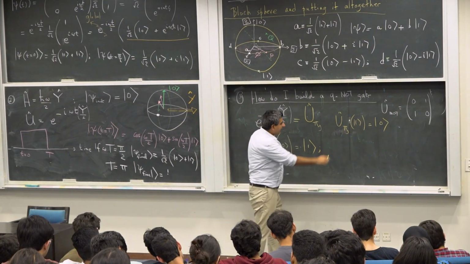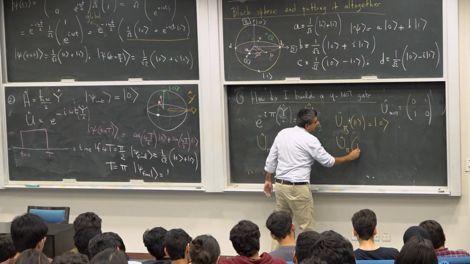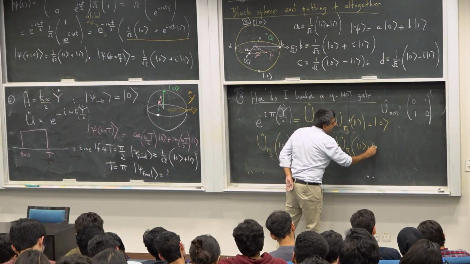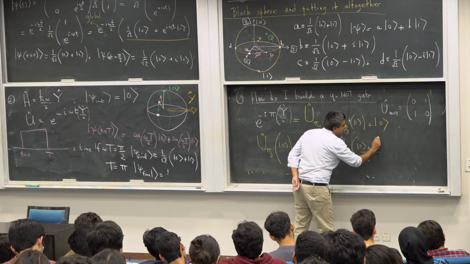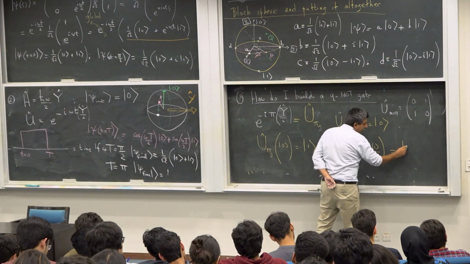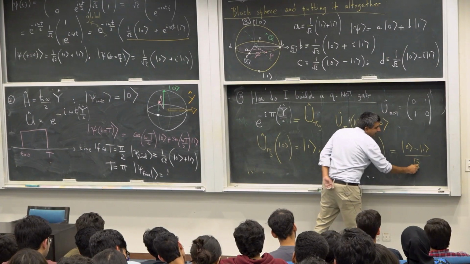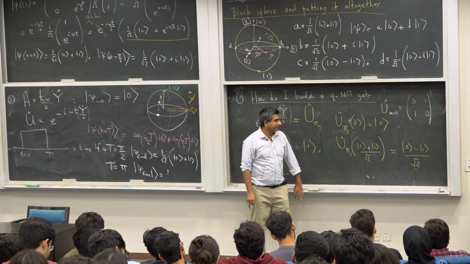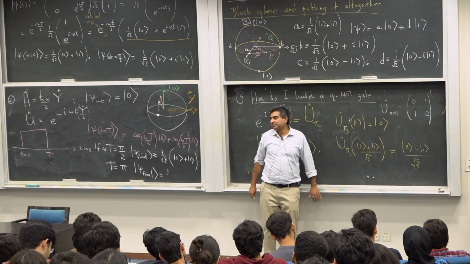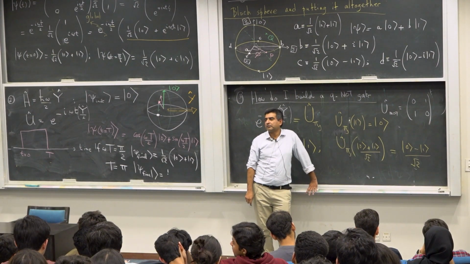However, if this acts on ket 0 plus ket 1, I get a state that is proportional to, as my friend has just elaborated, ket 0 minus ket 1 over root 2. Does this then qualify as a NOT gate? Can you rotate about ket 0 plus ket 1?